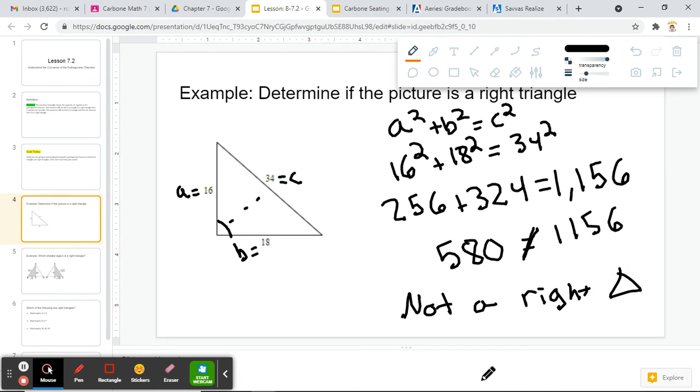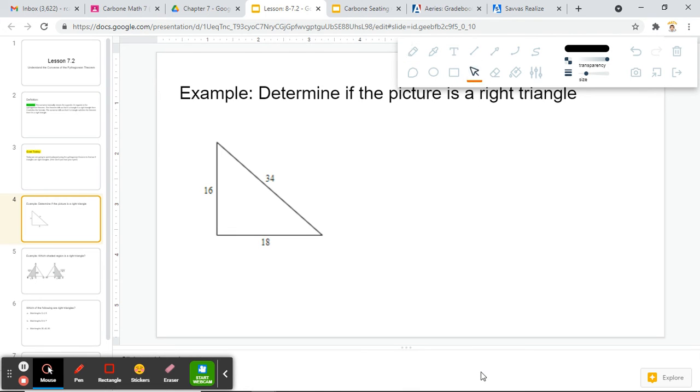I'm just going to draw a triangle. That's not a right triangle, right? Because A squared, 16 squared, plus B squared, 18 squared, did not equal C squared, or 34 squared. So this is not a right triangle, even though it looks like one, right? All right, let's try some more of these here.